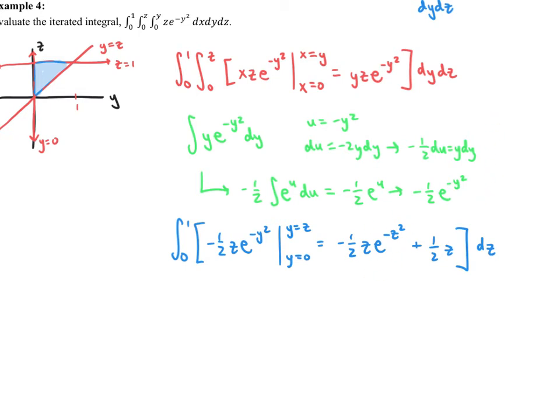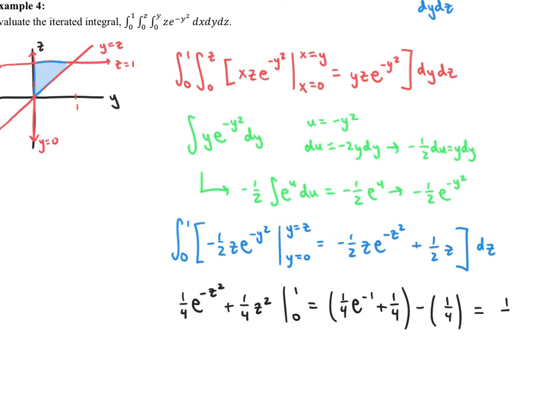I hope that's okay. The antiderivative will be 1/4 e to the negative z squared. The antiderivative of this guy obviously is just power rule, so that's going to be 1/4 z squared. And we're evaluating this from 0 to 1, so we get 1/4 e to the negative first plus 1/4 minus 1/4, and so our final answer would be 1/4 times e.